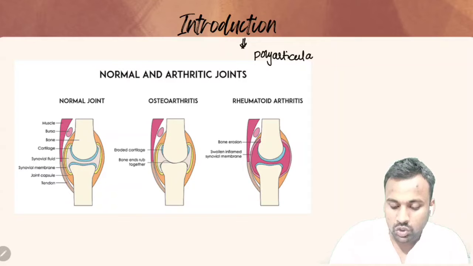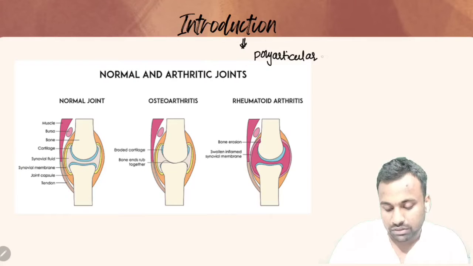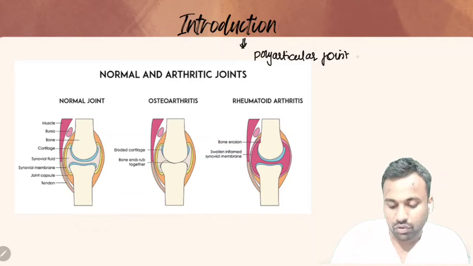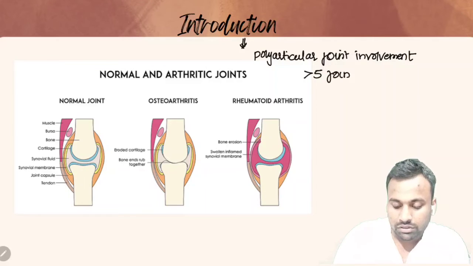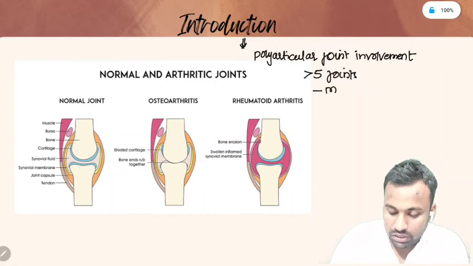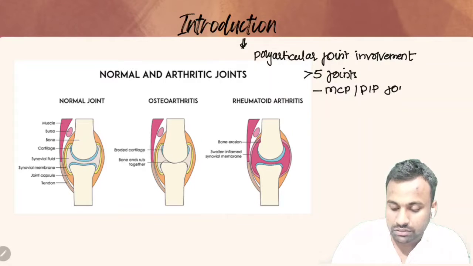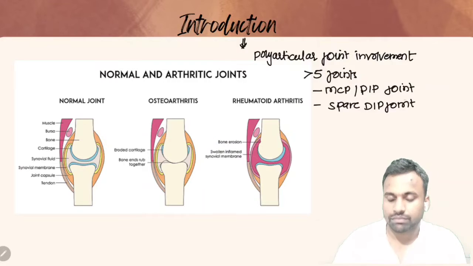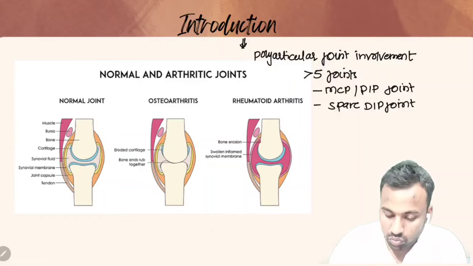Mainly it is polyarticular joint involvement. What does it mean? It means more than 5 joints are involved. Mainly it involves the MCP and PIP joints. It normally spares the DIP joints.